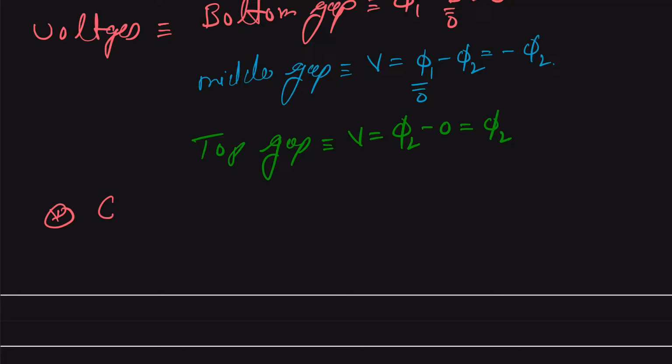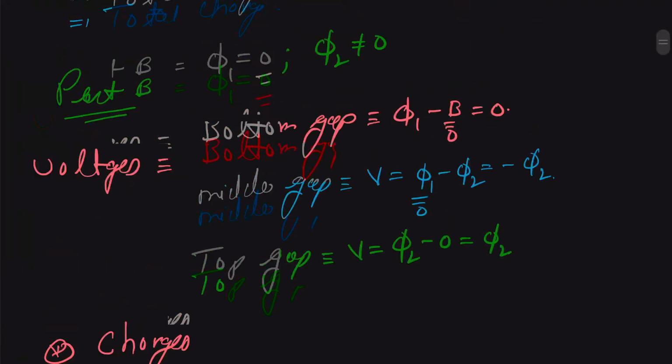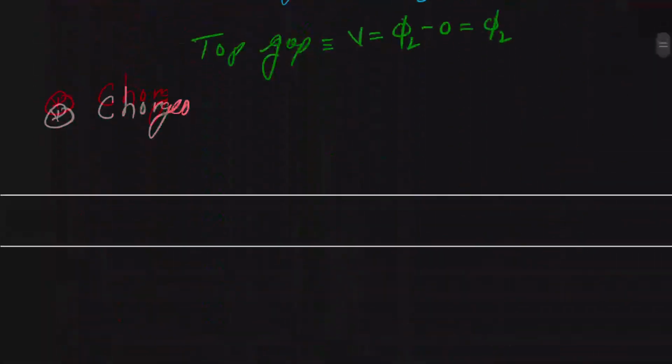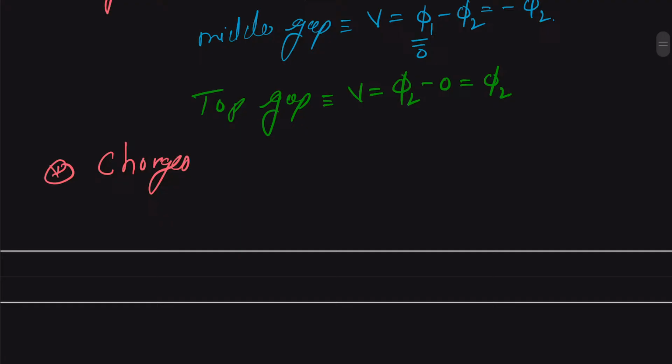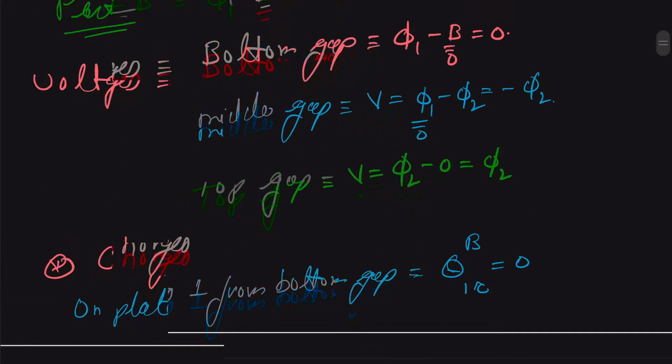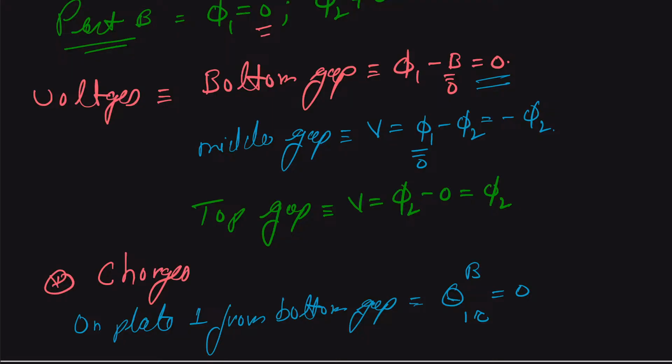So we can say charges, and first we write the charge on plate 1 from the bottom gap, distance r, part B. Obviously there is no voltage, therefore this is equal to 0. Because of zero voltage, there is no charge.